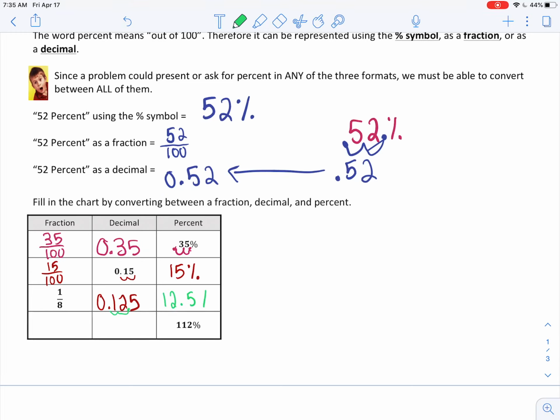And I get 12.5%. And in our last example here, we are given a percent of 112%. So again, if I want to write that as a decimal, I have to move the decimal 2 spots to the left. So my decimal's over here. I have to go to the left 2 spots. 1, 2, 1, 2. And I would get 1.12 as my decimal. And then as my fraction, 112 out of 100. So 112 over 100.